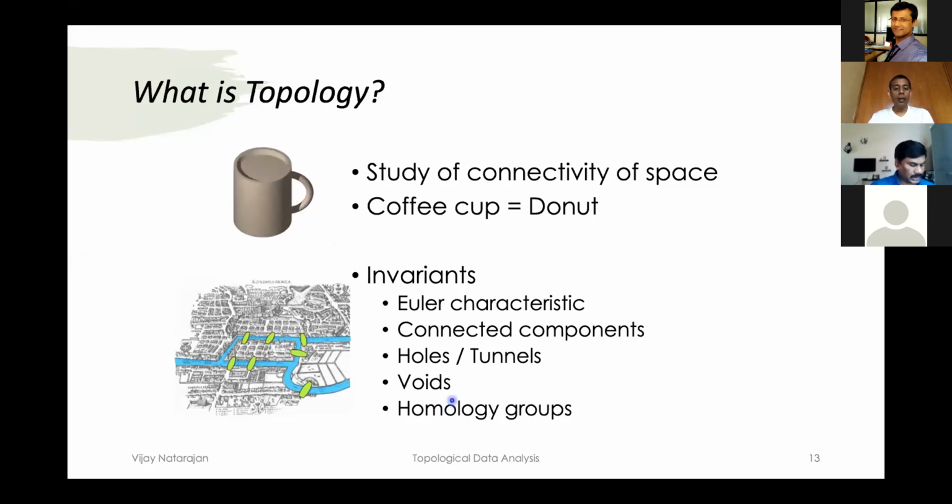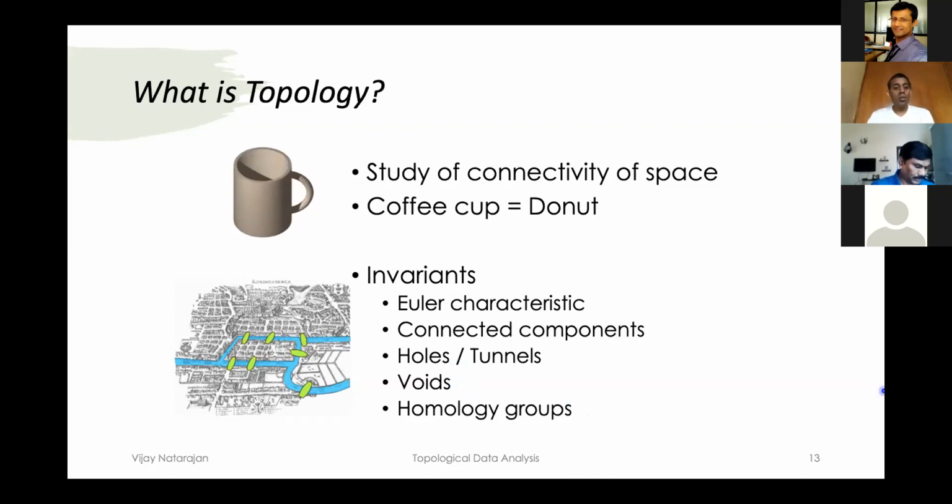Another invariant is voids. How many empty volume spaces do you have in the space? Again, in the case of the donut, the number of voids is 0, right? If you have just the shell of this donut, then you can say that the void component is 1. There is a single void. These invariants can be represented using group theory, and there is something called homology groups. I'm just introducing these terms here so that you can look them up for future reference.